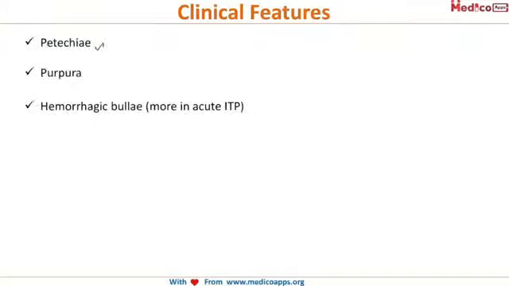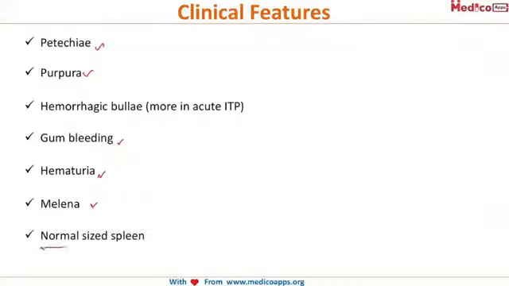Now that we have discussed the pathophysiology, let us discuss the clinical features associated with this condition. The main clinical features are petechiae, purpura, and the presence of hemorrhagic bullae, which are more common in acute type of ITP. The other clinical features which can be seen are gum bleeding, hematuria and melena. The most important characteristic feature associated with ITP is a normal size spleen in thrombocytopenic purpura.